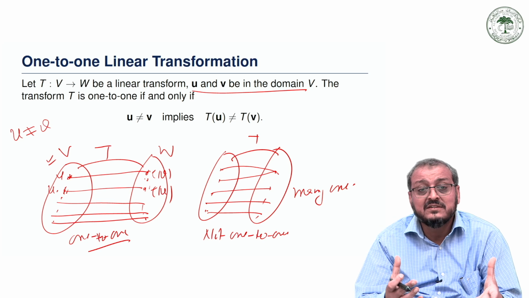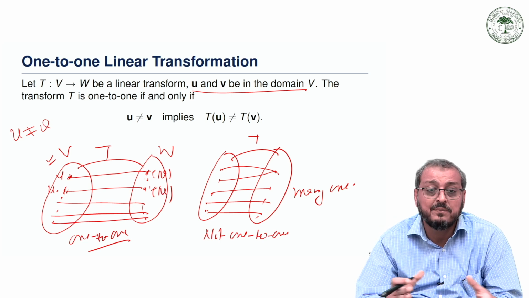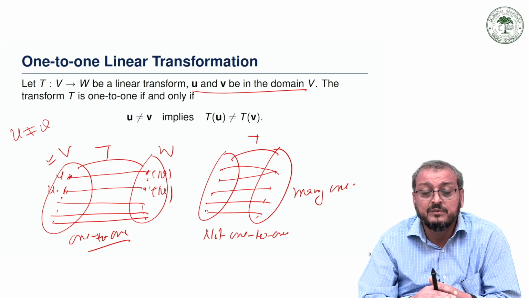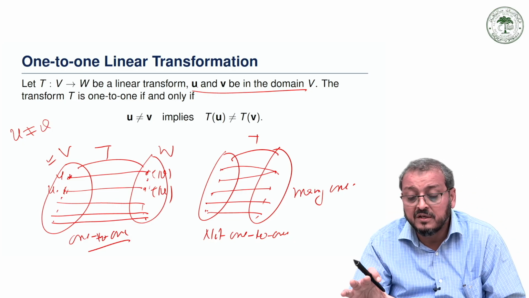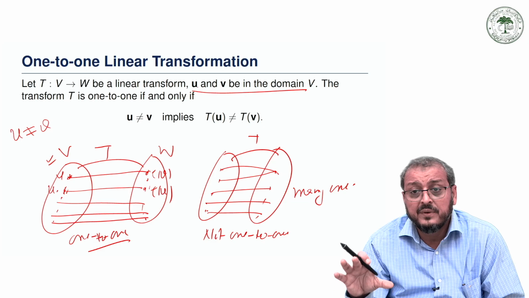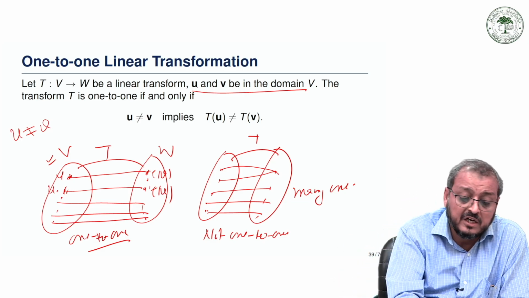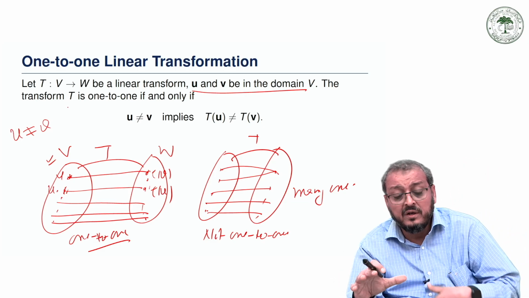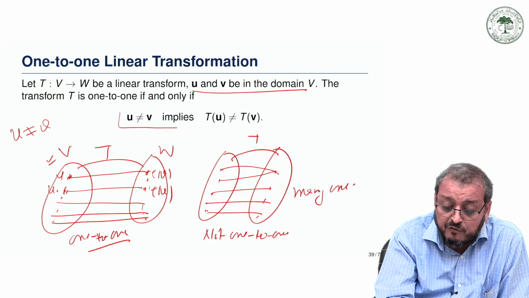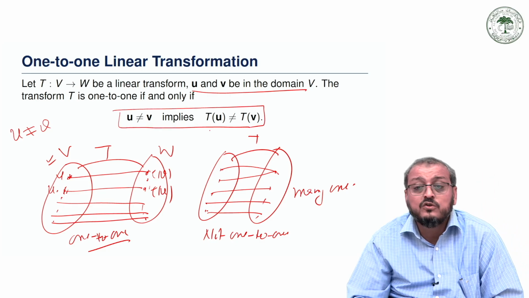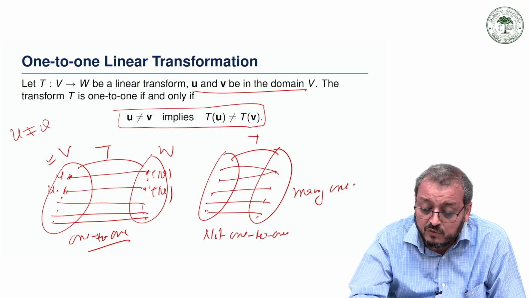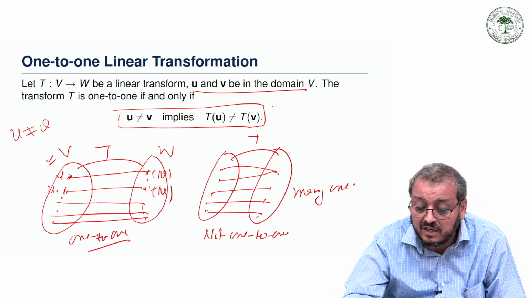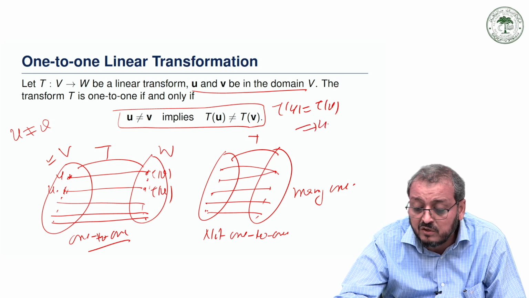So, in this case we can say that the map is a linear transformation. This means we can simply say that for a linear transformation, we take u and v to be any elements in the domain V, the transformation T is one-to-one if and only if u different from v implies that T of u is different from T of v. In another way, we sometimes go by contradiction. We can say that if T of u is the same as T of v, this implies that u is equal to v.